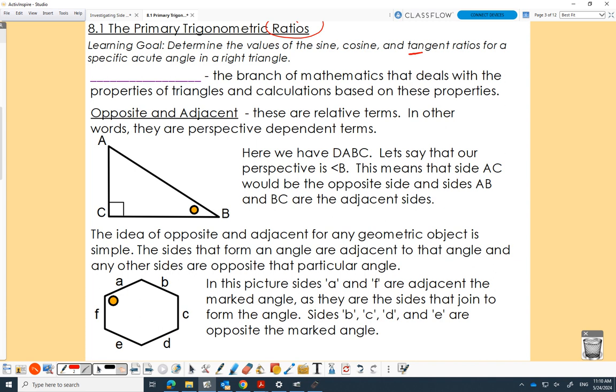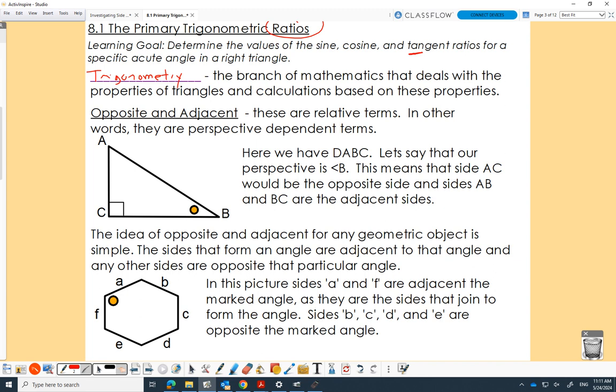For a specific acute angle in a right triangle. So what we're going to be studying is trigonometry. You've already done some trigonometry. We're adding on to your trigonometry. Maybe it wasn't called that, but last chapter we were doing trigonometry. It's the branch of mathematics that deals with properties of triangles and calculations based on these properties. Can it only be used in triangles? No, we can expand, but for now we'll talk about triangles.